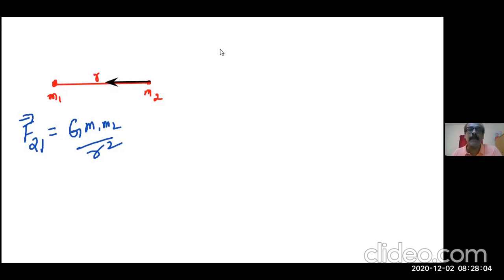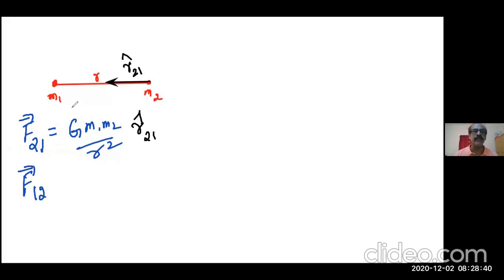So usually this is represented by a unit vector from 2 to 1. Unit vector means a value of 1 unit. So we can mark here unit vector 2 to 1. This symbol will tell you this body is going towards 1. That means body 1 is attracting 2 towards it. That's the meaning of it. Reverse also you can write: force acting on 1 by 2.